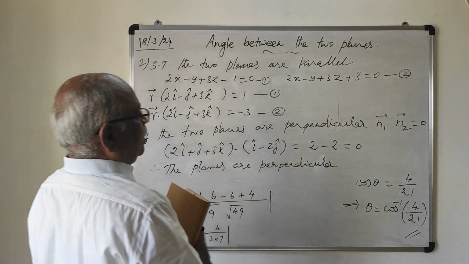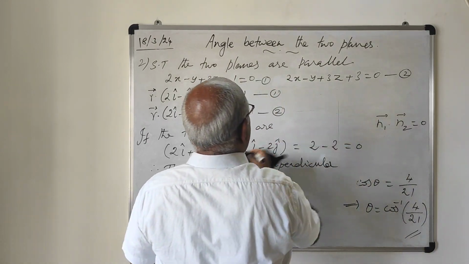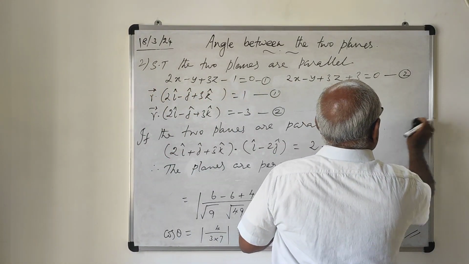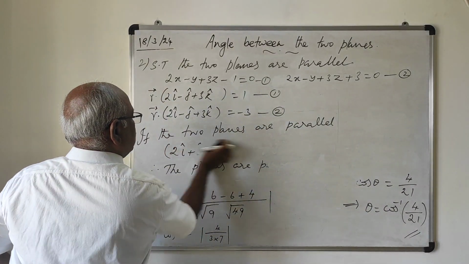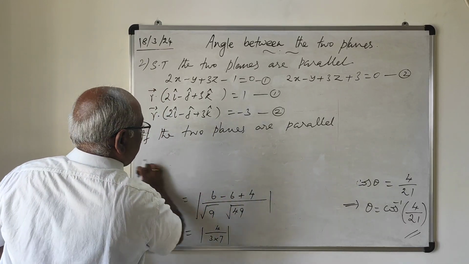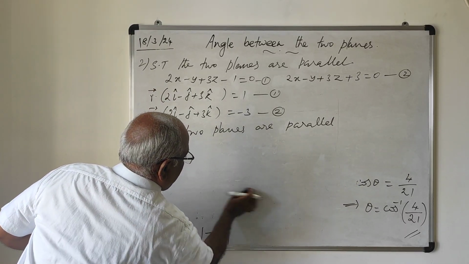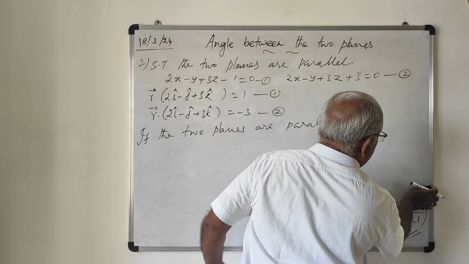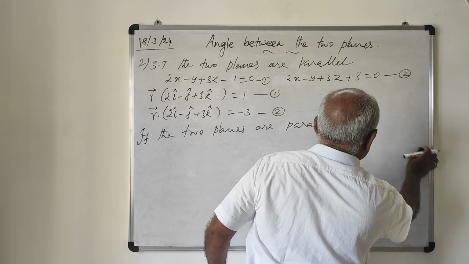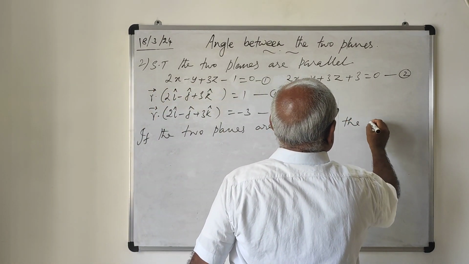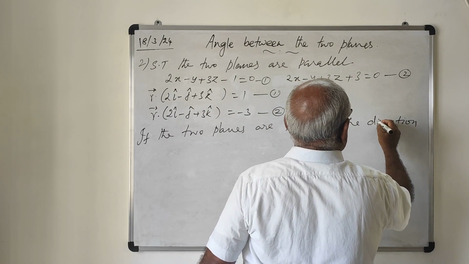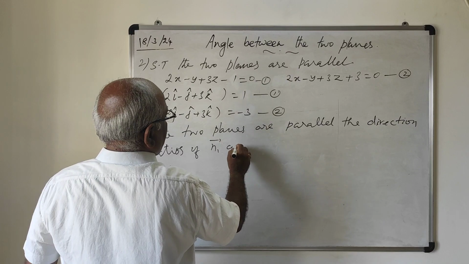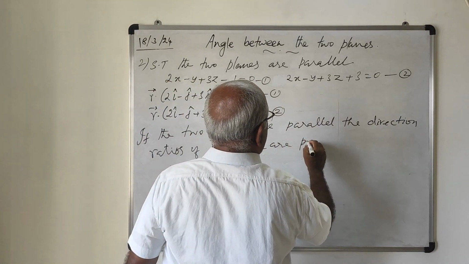We know that if the two planes are parallel, the direction ratios of the normal vectors n1 and n2 are proportional. That is our condition.